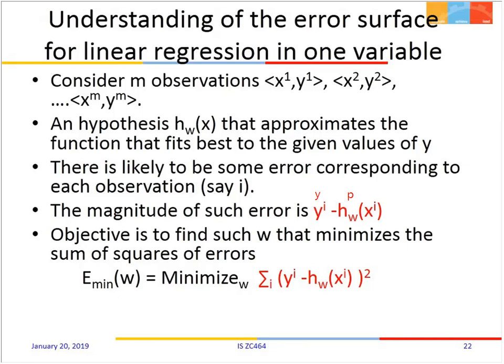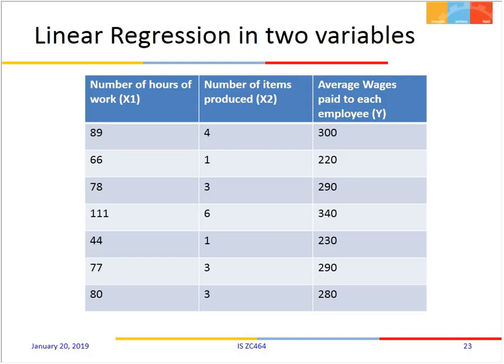So you are going to optimize this error for the minimization of (yi minus hw(xi)) squared. What we did earlier was the summation of (y minus p) whole squared, and then we took the sum of it for all the observations, and then you understood which is the minimum. Okay, so with this we are going ahead to see the linear regression in two variables.